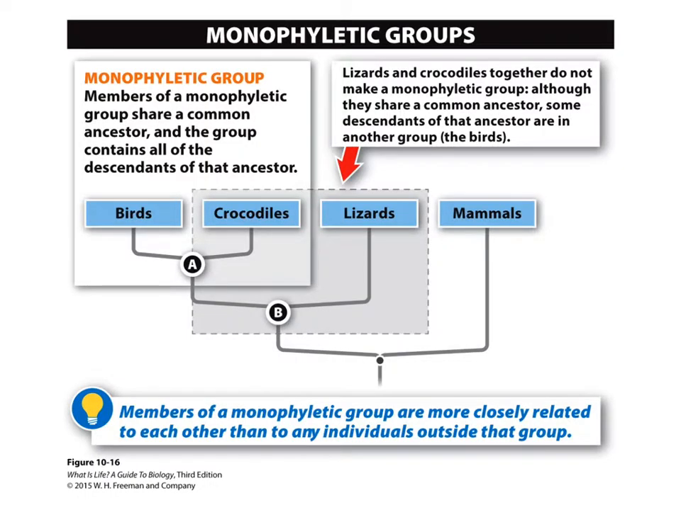Here's an example. We can see that birds and crocodiles are a monophyletic grouping. We can include common ancestor A, birds, and crocs, and have everything that branches off of it. So this is monophyletic. If we want to put together the group reptiles, crocodiles, and lizards, this is not a monophyletic group. We have common ancestors A and B included, and some of the descendants, but not all of them. Because the birds are left out, this is not a monophyletic group.